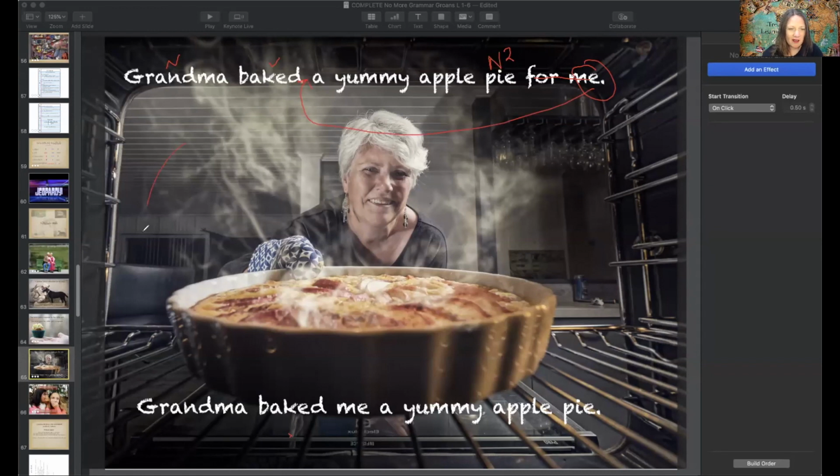Now look down below here. Grandma baked me a yummy apple pie. We still have the same subject, still the same verb, and still the same direct object, but now we have an indirect object. Baked pie for whom? Me. You see how it works?